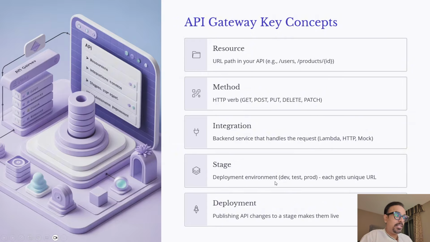Then comes the stage. A stage represents a deployment environment. So whenever you create an environment, it is a developer environment, test environment, or production environment. Each stage gets its own unique URL, making it easy to manage different environments. While creating our API Gateway, we are also going to do the same. We are going to create our environment as dev. Inside that, we are going to create users. So it has its own unique URL inside the dev environment. Together, these concepts define how an API is structured, managed, and deployed inside AWS API Gateway.